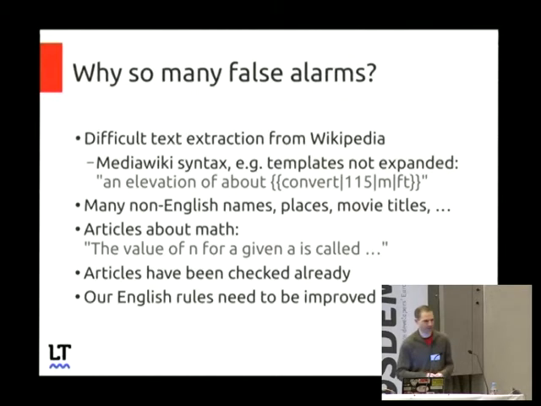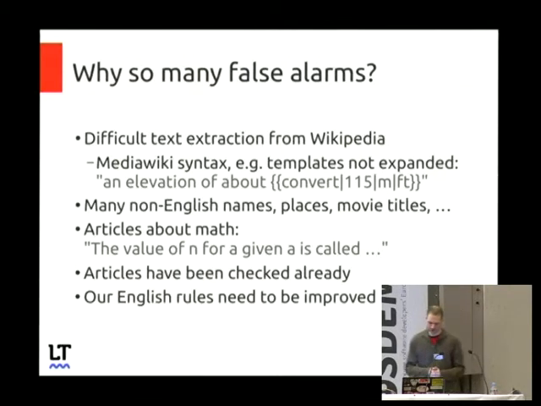You also have, as an encyclopedia, obviously, many place names and movie titles and any kinds of names in your text, and also non-English place names. And that's also difficult for some kind of proofreading tool to handle.